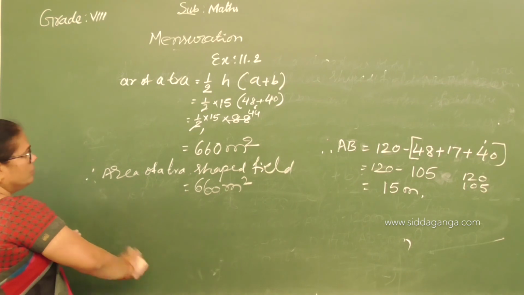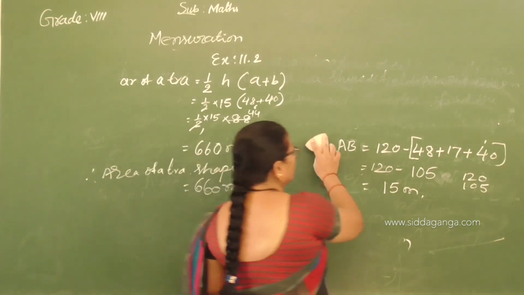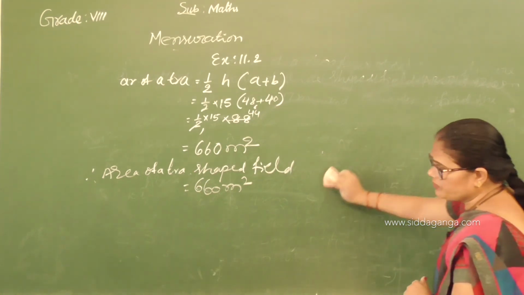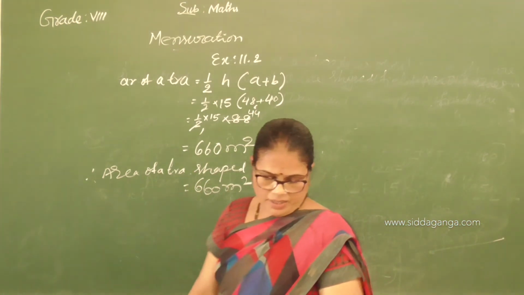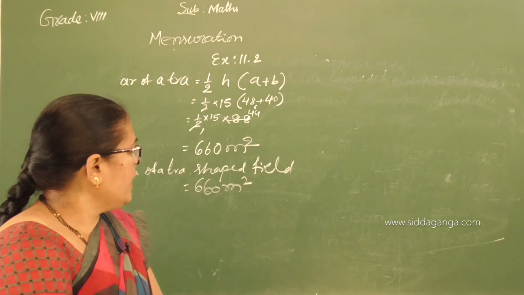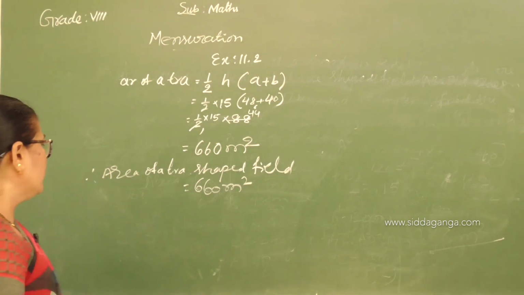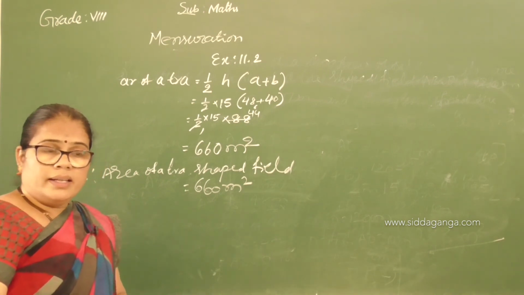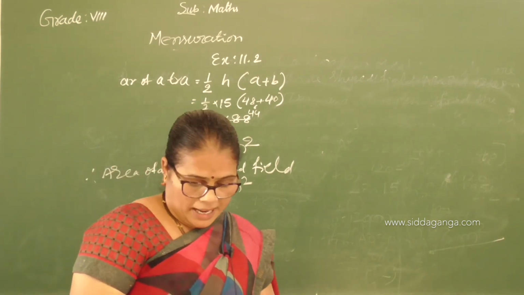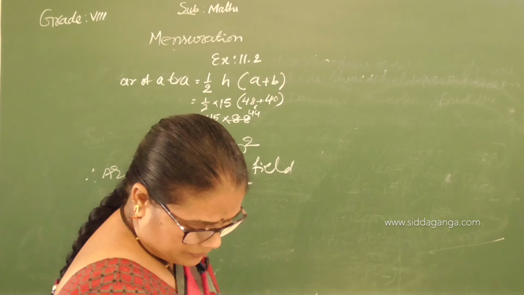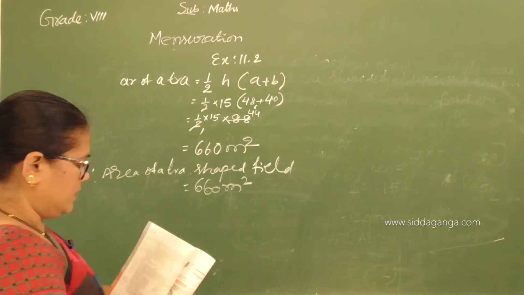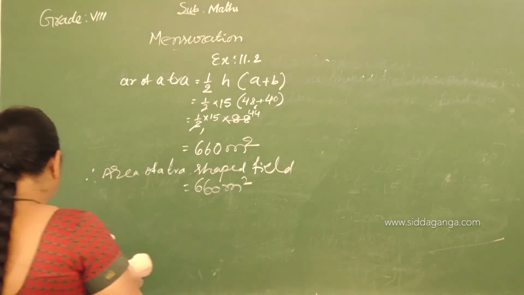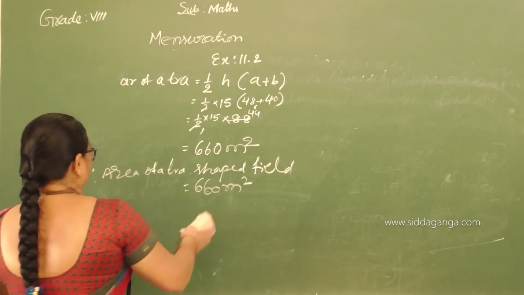What did we see here? From the perimeter we have to find out the another side of the trapezium. What did we do? From the perimeter we found out one side. That side is nothing but the altitude, because that side is in between the two parallel sides, perpendicular line between the two parallel sides. Next example, exercise problem 4th one.